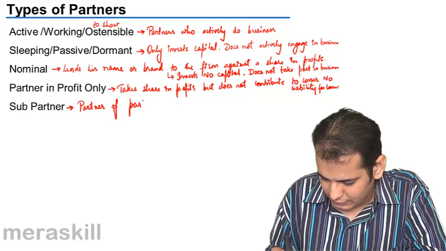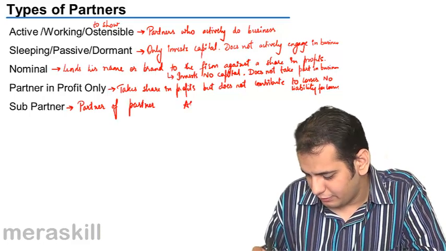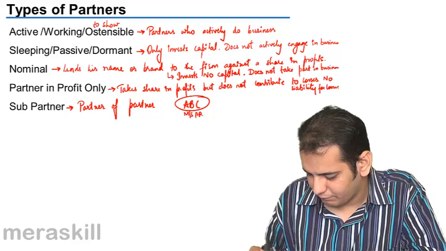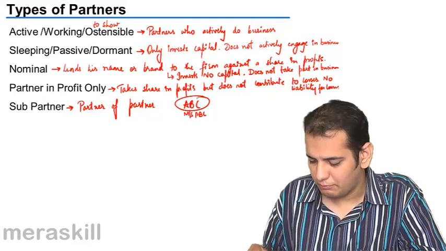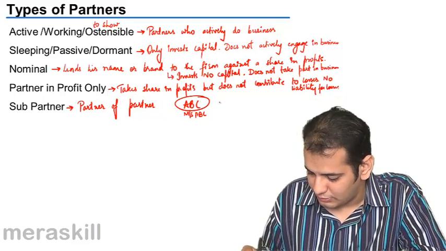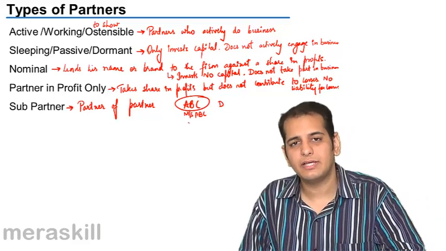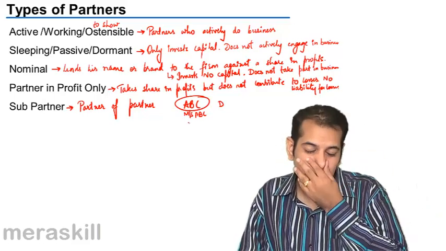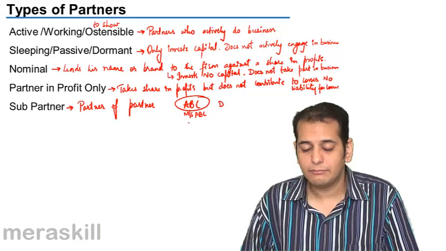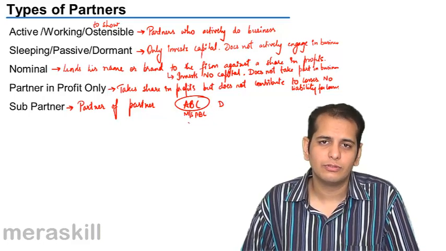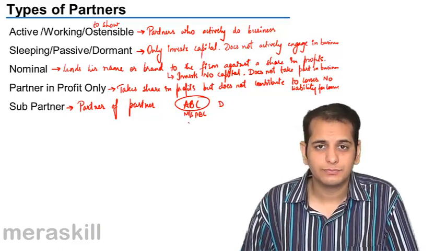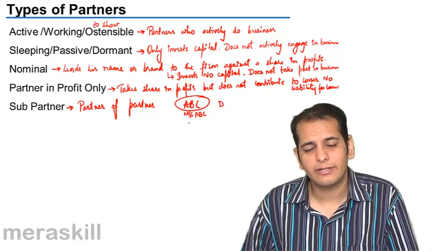Partner of partner. Now assume that there are three partners A, B, C in this firm. This firm is Messrs ABC. So this is one partner, B is another partner, C is the third partner. Now there's this person D, and C has appointed D. C has negotiated with D. The thing is, these three partners have started a business of selling, let's say, shirts. They take online orders and then deliver them.